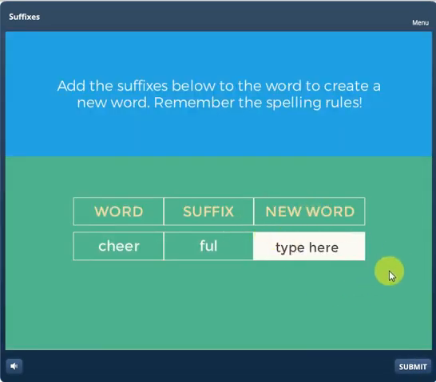Add the suffixes below to the given word to create a new word. Remember the spelling rules.